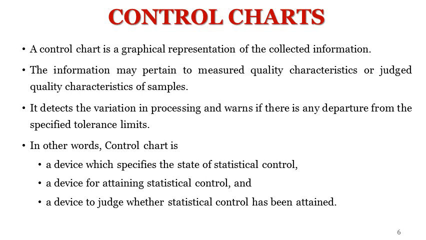Basically, through the control chart, we can detect variation in a process or be warned if there is any departure from the specified tolerance limit. While you are producing a part, you give a tolerance limit. By plotting in a control chart, we can analyze whether we are within the tolerance limit or outside it. So the control chart is a device, a technique, to increase the total quality of the product through a proper systematic graphical representation.